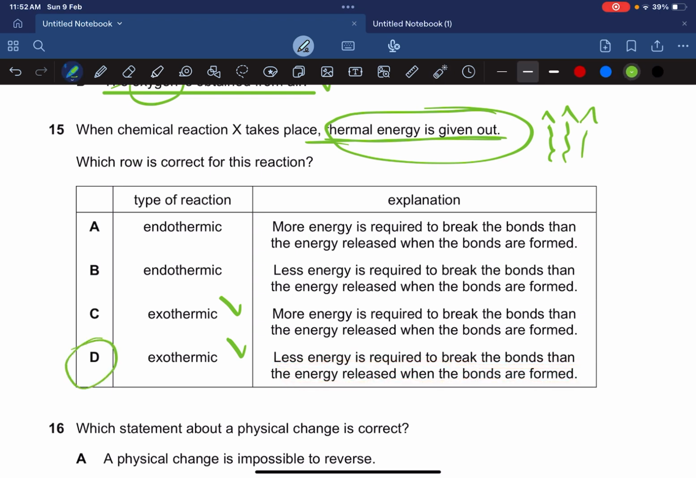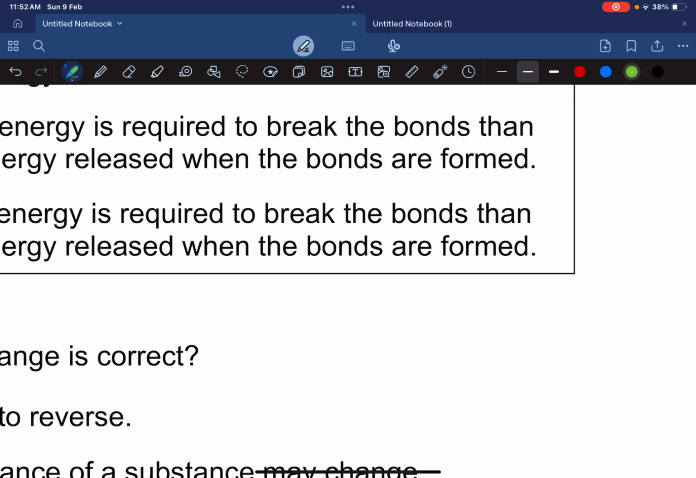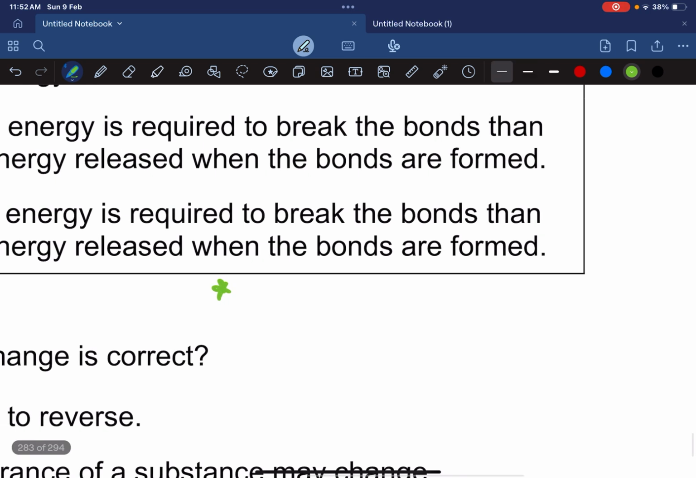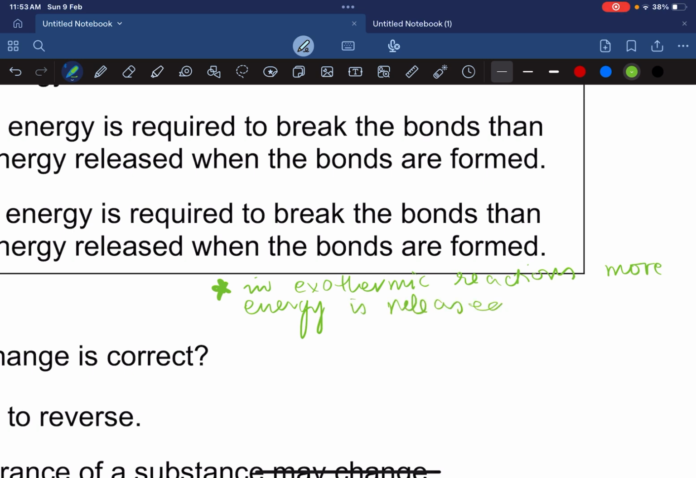Okay, I'm going to write a statement over here that in exothermic reactions, more energy is released in bond formation than absorbed in bond breaking. Okay? Than absorbed in bond breaking.